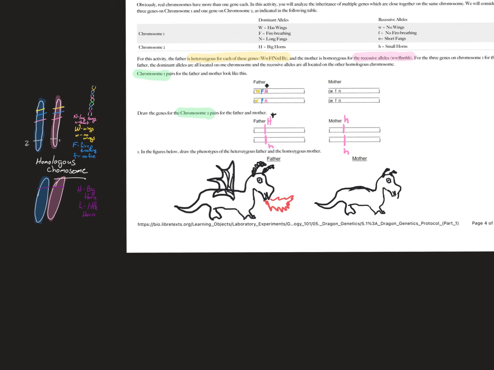And the fangs are short. So where the dad has these big, long fangs, the mother has very short ones.